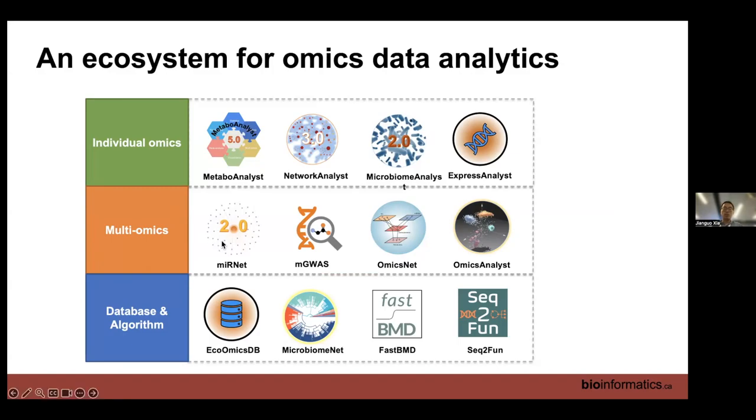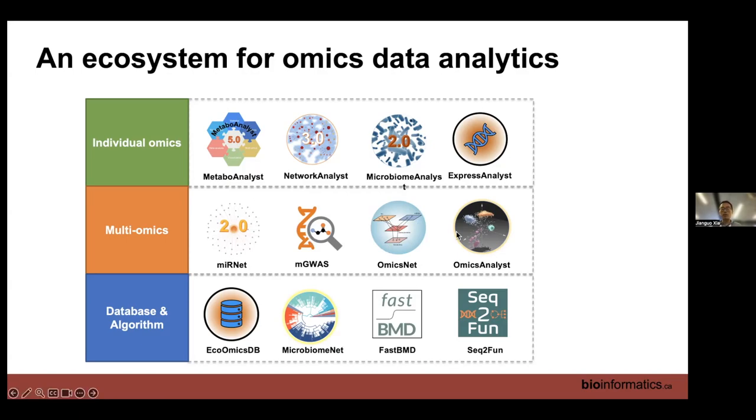If you think about Cytoscape for gene expression data, this is similar, but it's online with a very good graphical interface and network visualization. For multi-omics, you can see the second column, and we have microRNA-based network analysis, and MGWAS, which I'm going to introduce. It's basically how to integrate SNPs with metabolites.